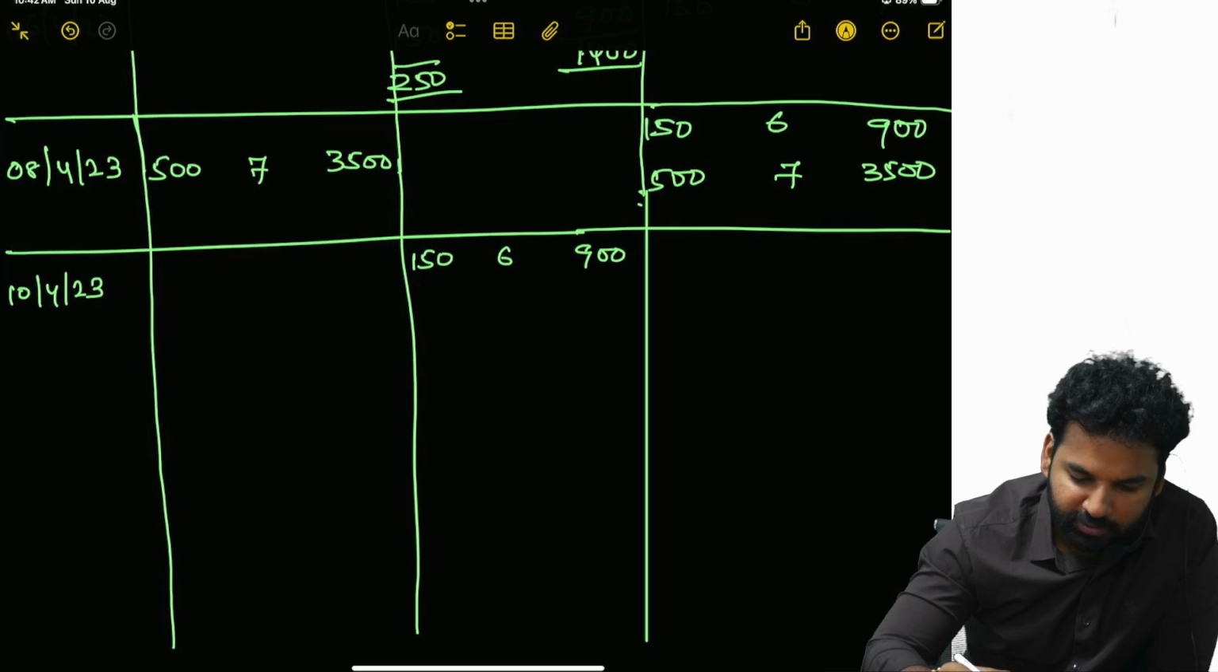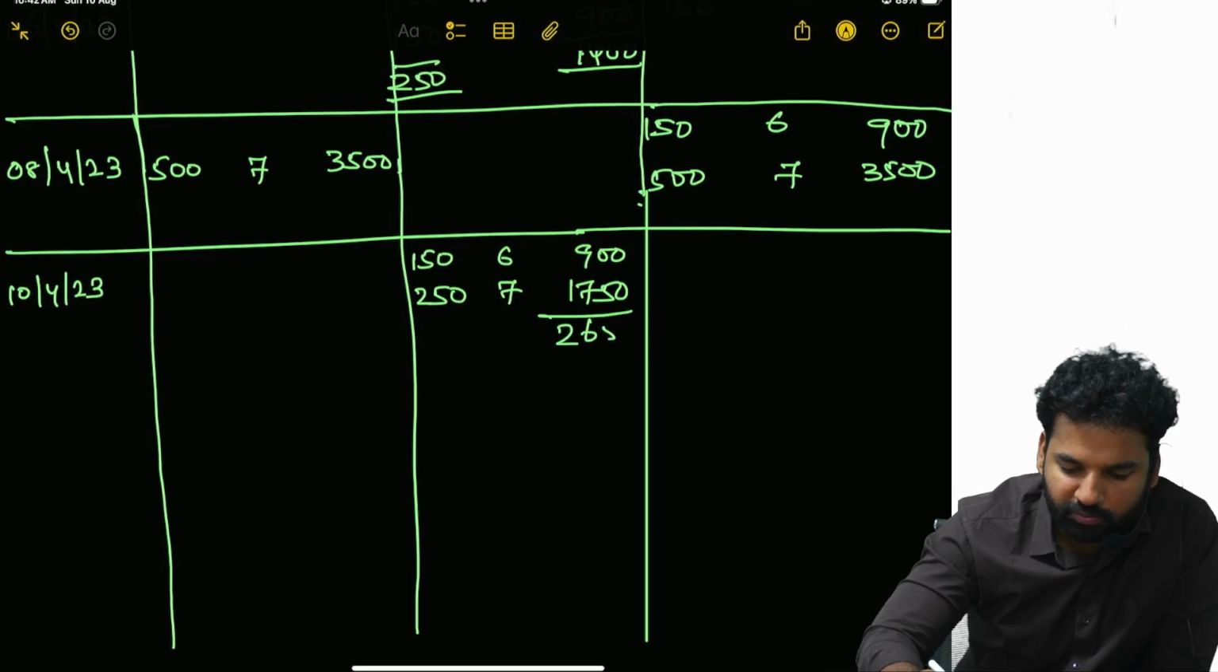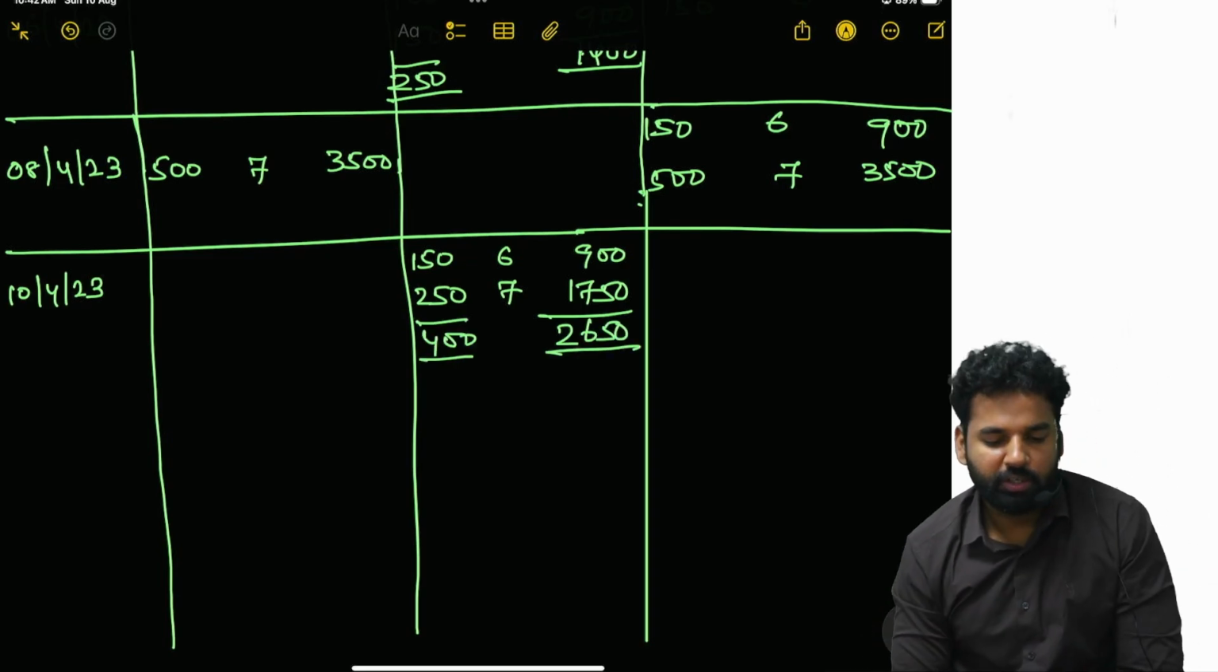900 plus the remaining 250 here. 250 units of 7 each. How much? 1750. Okay, 1750. In total it comes to around 2650. 400 units at 2650. Is this okay?